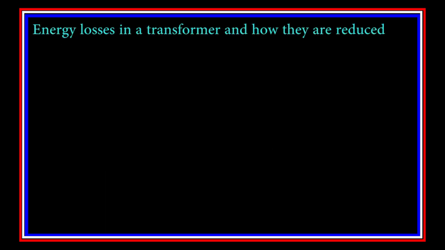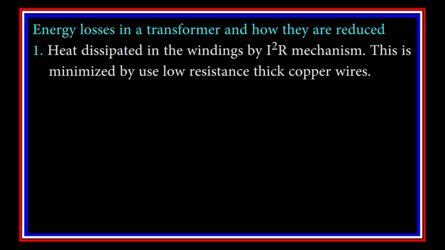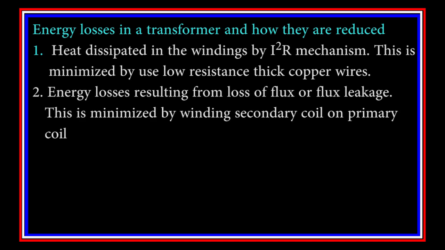Energy losses in a transformer and how they are reduced. 1. Heat is dissipated in the winding by the I squared R mechanism. This is minimized by use of low resistance thick copper wires. 2. Energy losses result from loss of flux or flux leakage. This is minimized by winding the secondary coil on the primary coil.